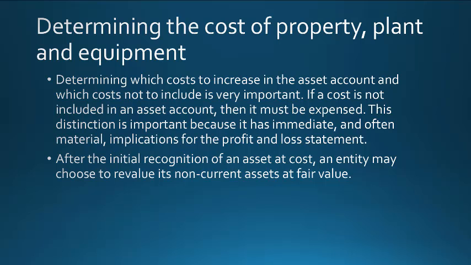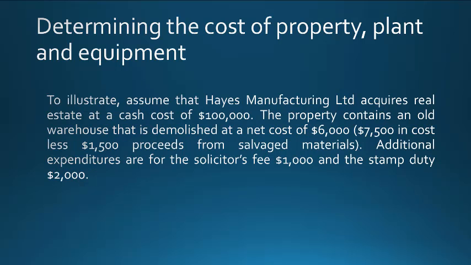A separate discussion on that will be seen in one of my recorded lectures. Now, to illustrate, assume that Hayes Manufacturing Limited acquires real estate at a cash cost of $100,000. The property contains an old warehouse that is demolished at a net cost of $6,000. So initially it has a $7,500 cost less the savings or proceeds of $1,500. Additional expenditures are for solicitor's fee of $1,000 and stamp duty worth $2,000.